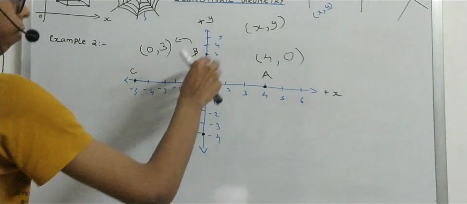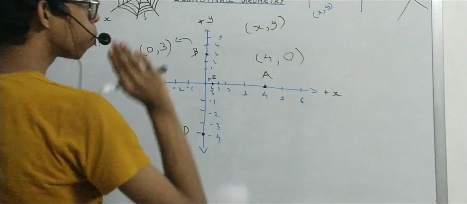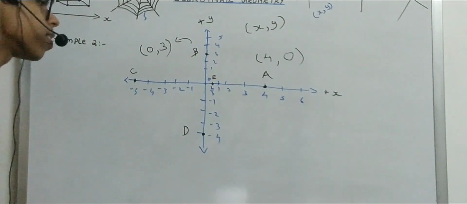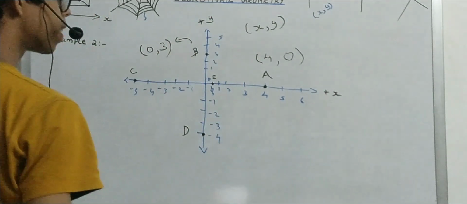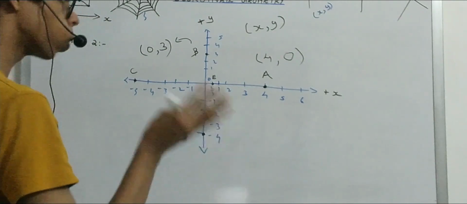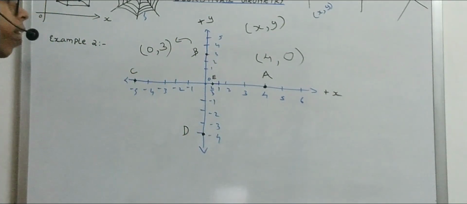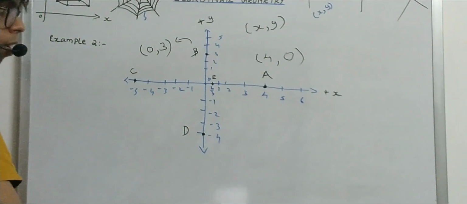Just see where this point is lying, whether it is lying on the x-axis or the y-axis. In whichever axis it is present, write that value, and in the axis where it is not present, just put a 0 over there. So this is the way in which we do it.